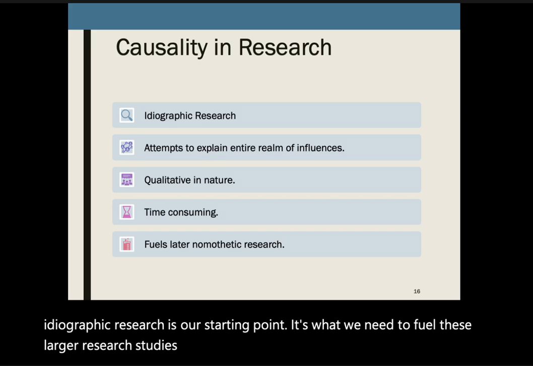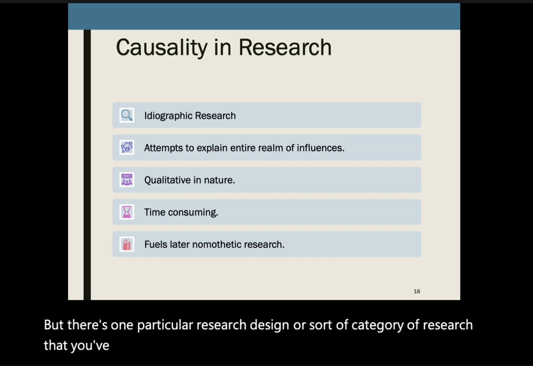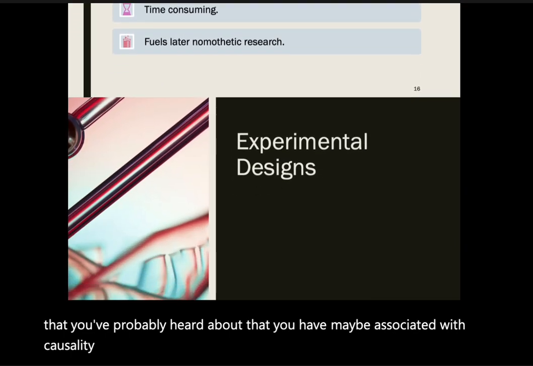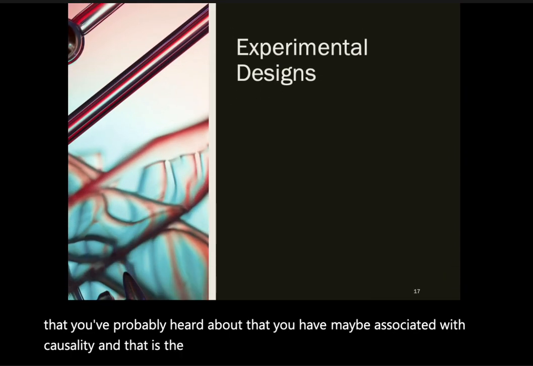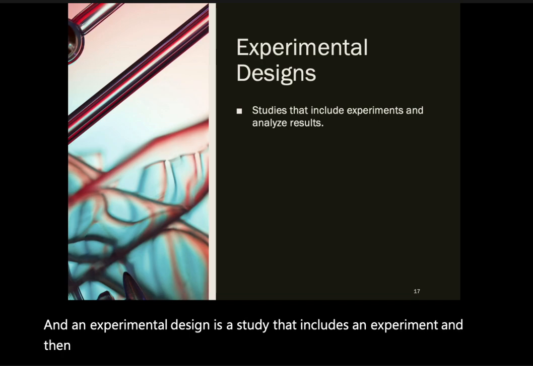So that's how we establish causality in research. But there's one particular research design or sort of category of research that you've probably heard about that you have maybe associated with causality, and that is the experimental design. And an experimental design is a study that includes an experiment and then analyzes the results of that experiment.